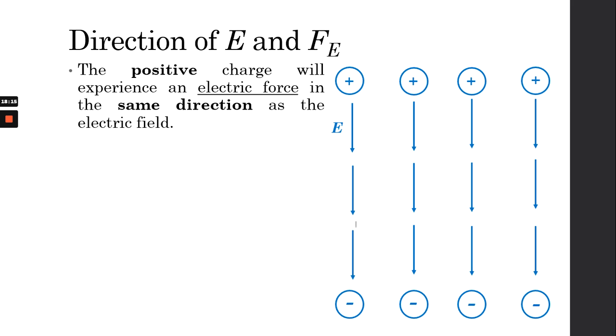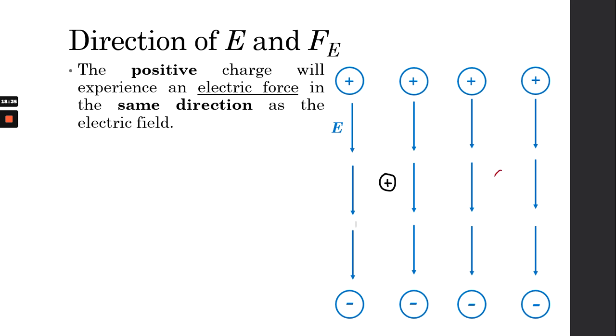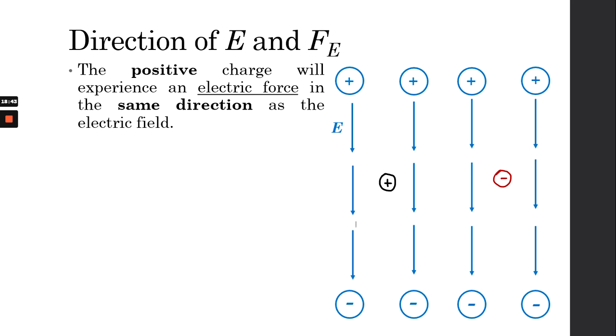So if I have a positive charge, it's right here. And let's draw a negative charge here. Maybe let's change the color so we don't get confused. There we go, I have a negative charge there. The positive charge will experience an electric force that will be directed in the same direction as the electric field. So again, this will always be true. The direction of the electric field will always be positive to negative.